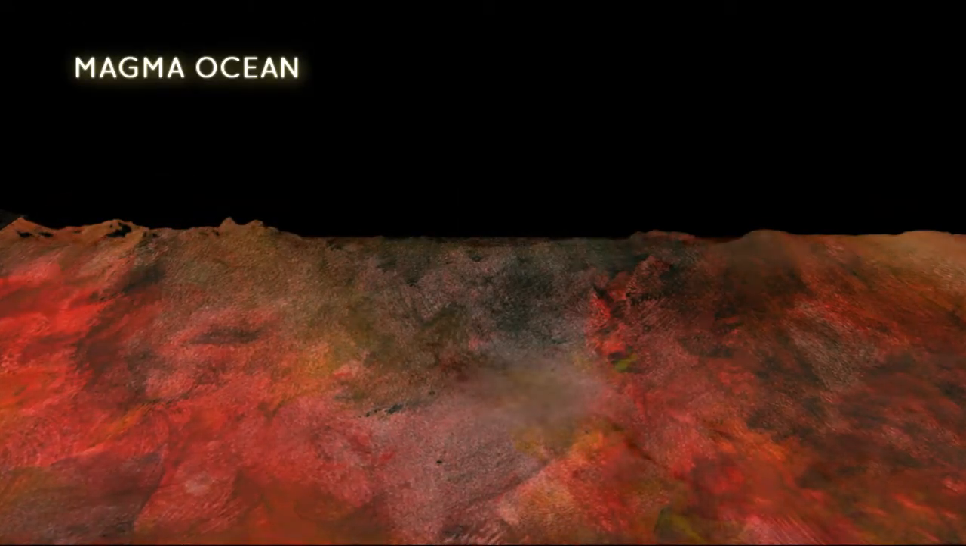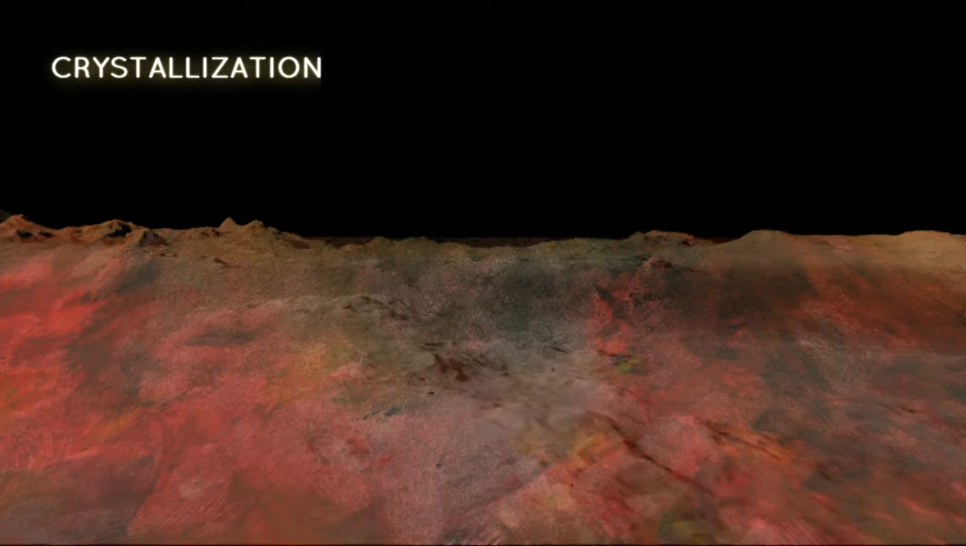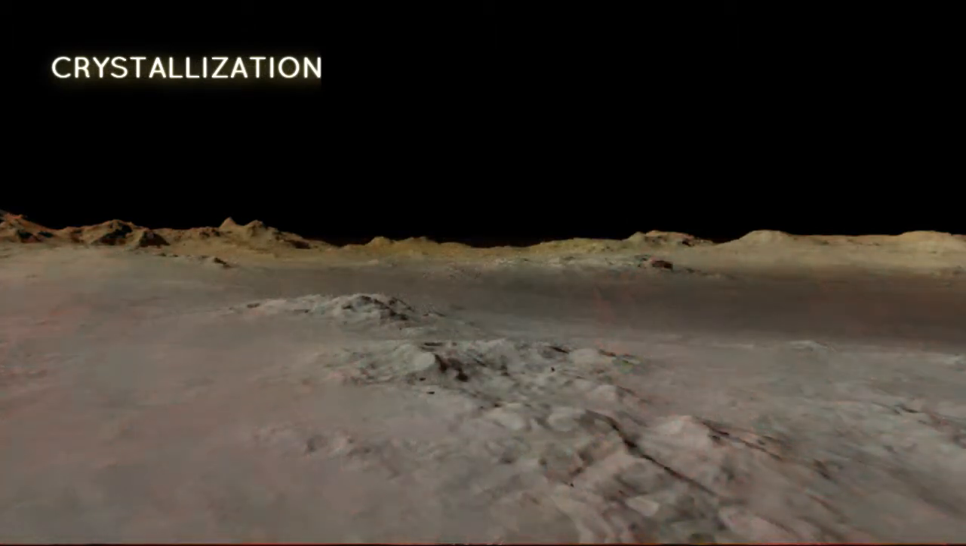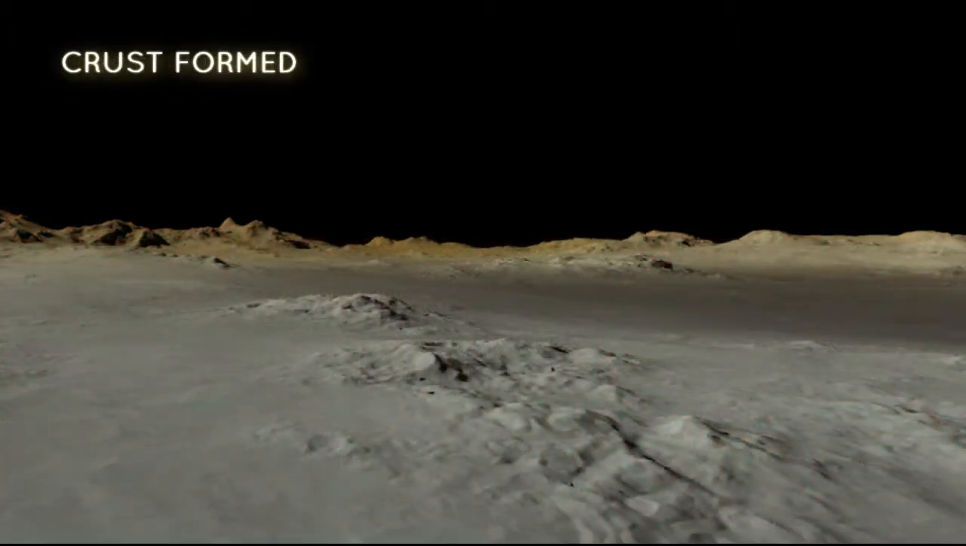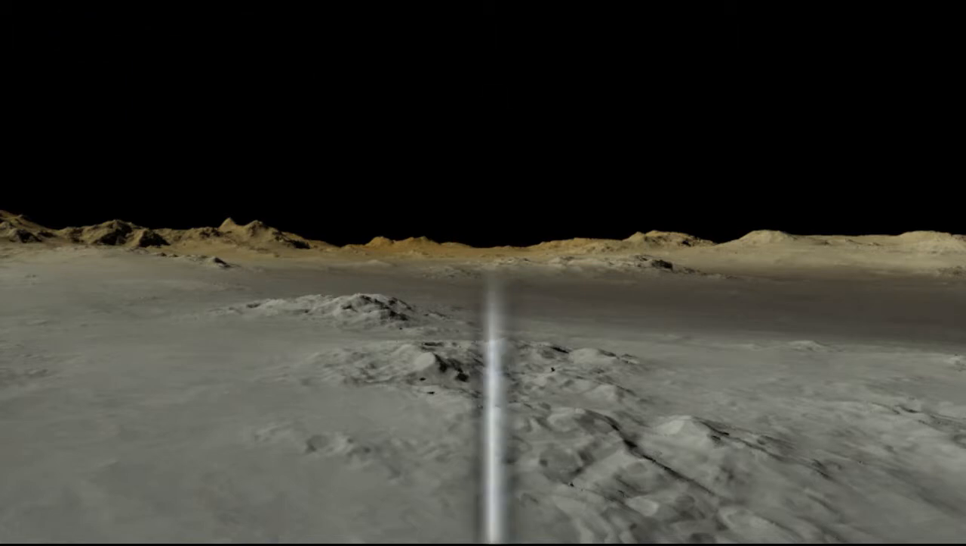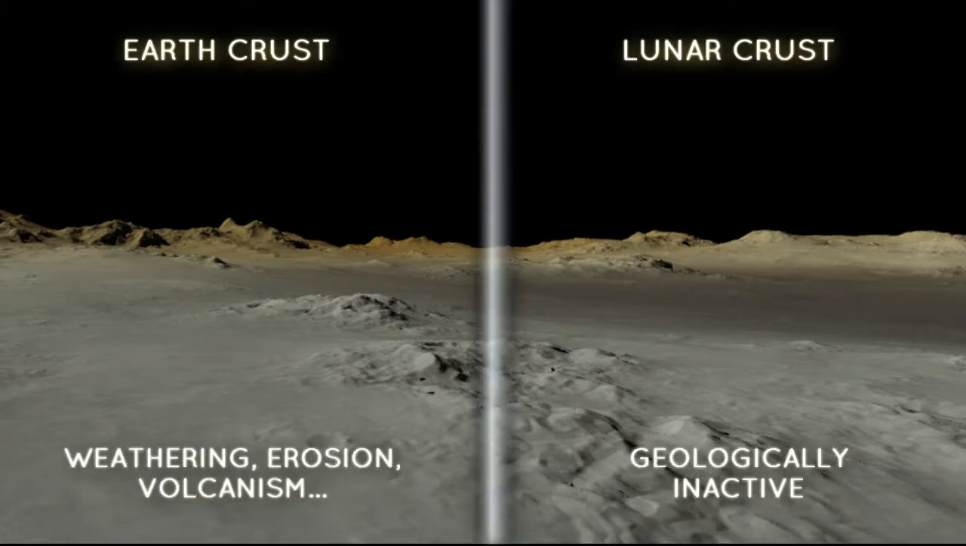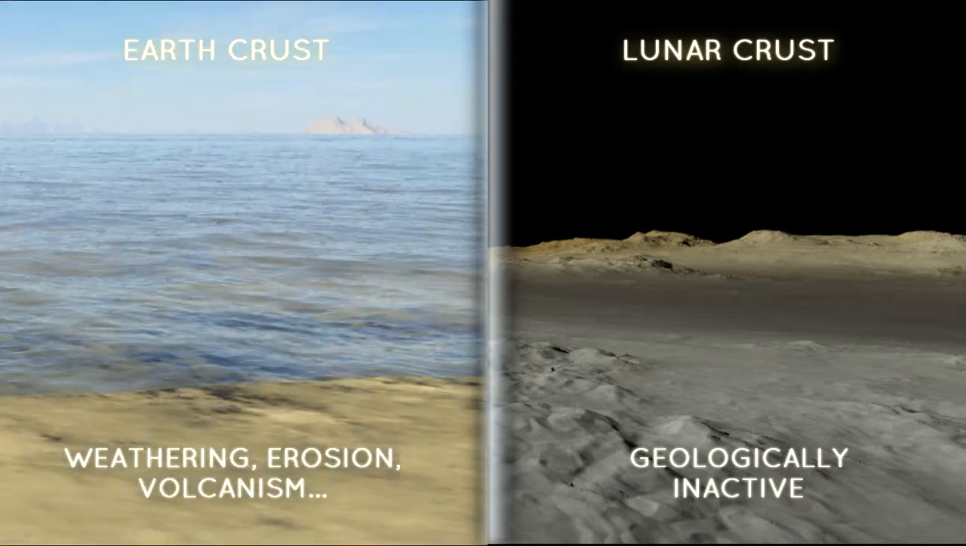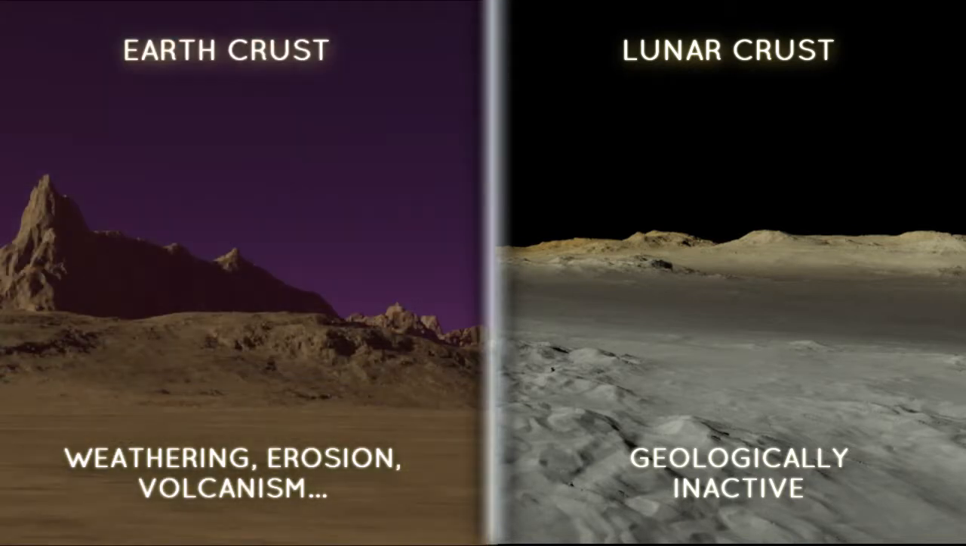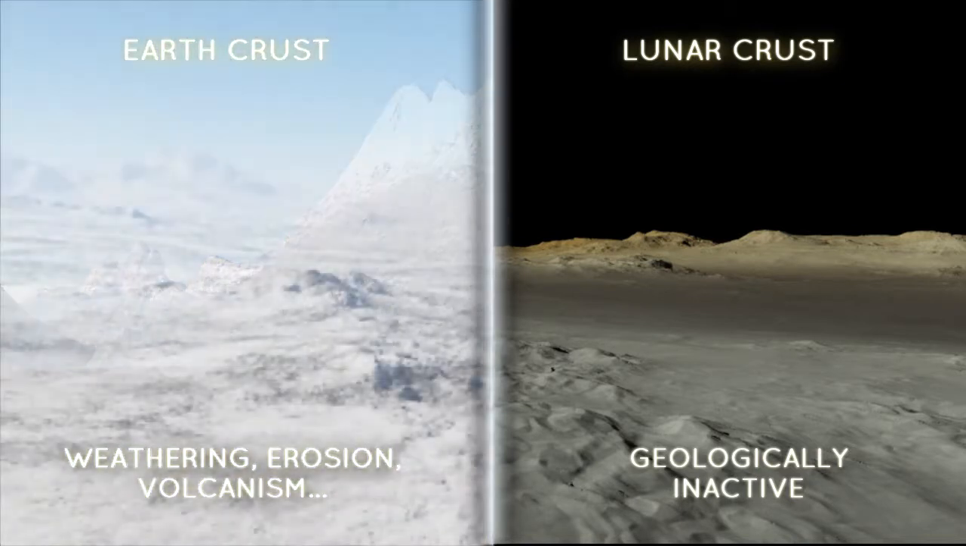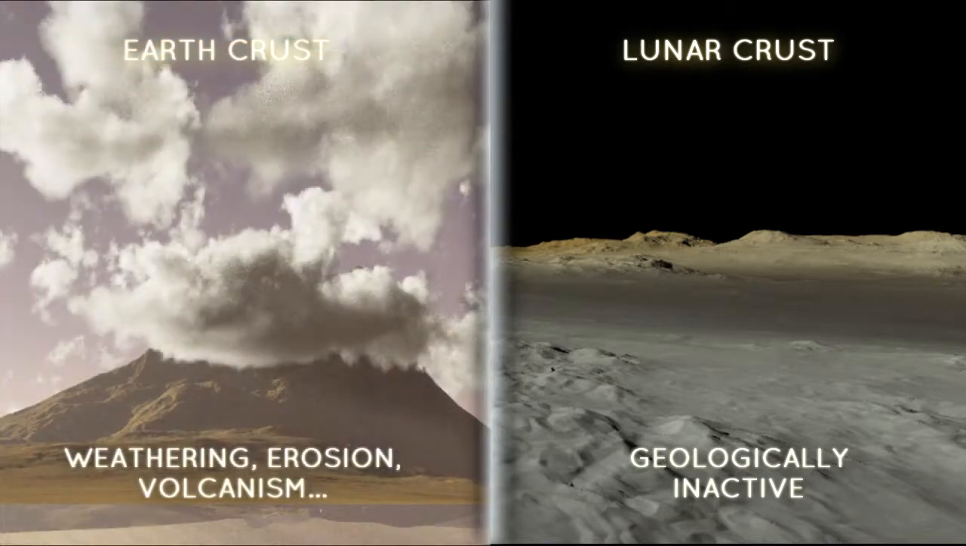The plagioclase-rich rocks of the highland formed the original lunar crust as a result of crystallization of the magma ocean. Instead of being buried or destroyed by geologic processes, like the original crust of the Earth, the geologic inactivity of the Moon allowed for the original crust to remain as the highlands.